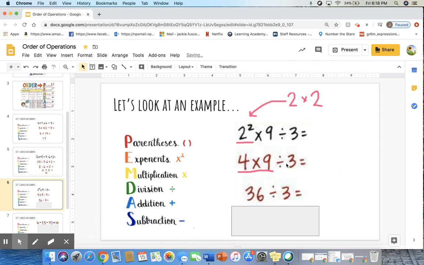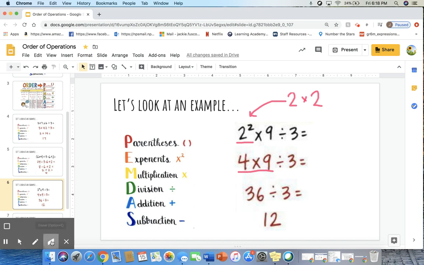And then bring down the divided by 3. And now I can work on my last step, which is 36 divided by 3. And 36 divided by 3 is 12. All right, let's keep going.